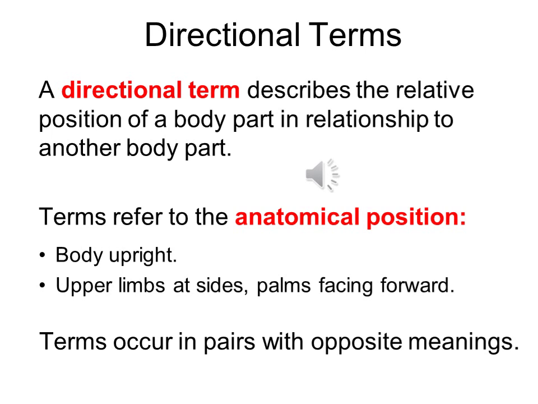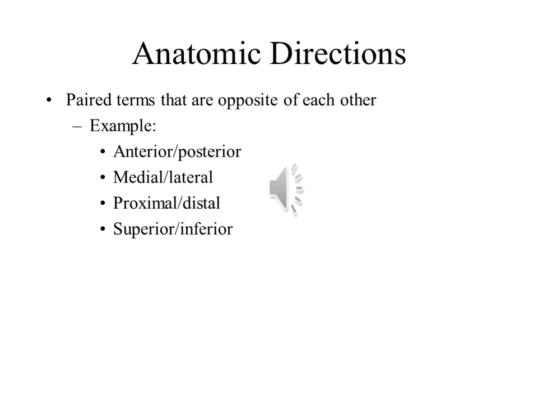Okay, so as we go through these terms, I want you to keep in mind that we tend to pair them together so that they occur in what we call opposite pairs. So if there's a front of you, there must be a back of you. If there's a top of you, there must be a bottom. So that's what we mean by opposite meaning. So I want to take a minute just to talk about some of these paired terms. So let's assume that we're in anatomical position.